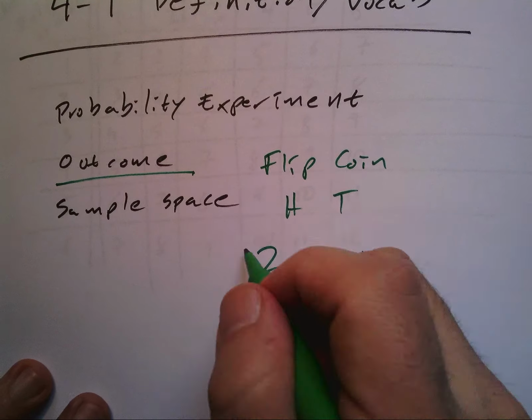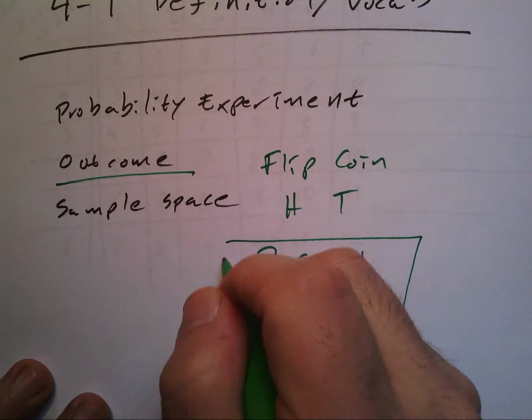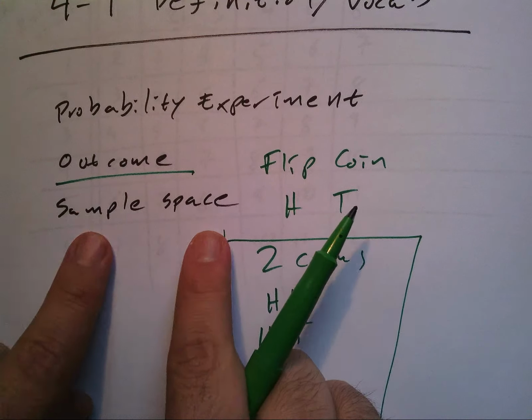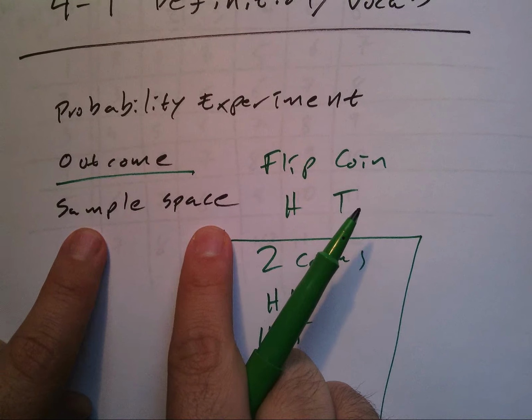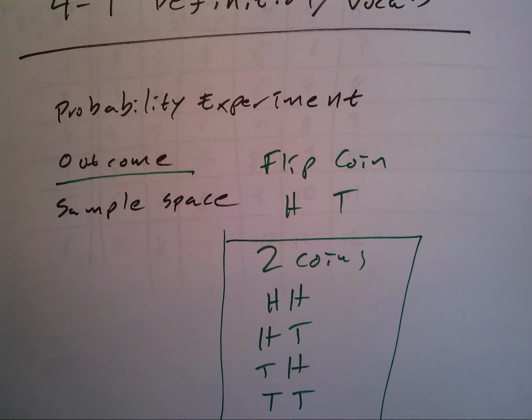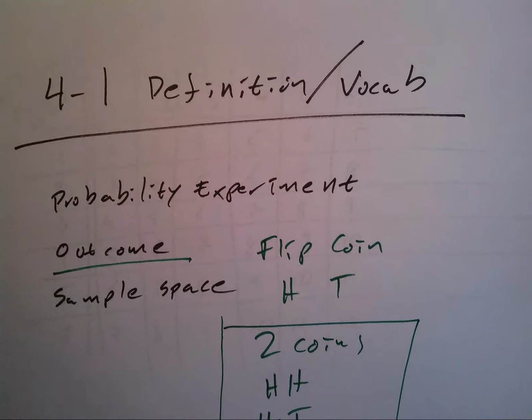Now, when you put all of the outcomes together, you're creating a sample space, all right? All of the different outcomes gathered together is the sample space. Here's a couple of examples.